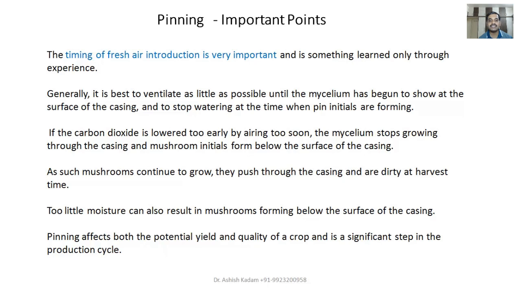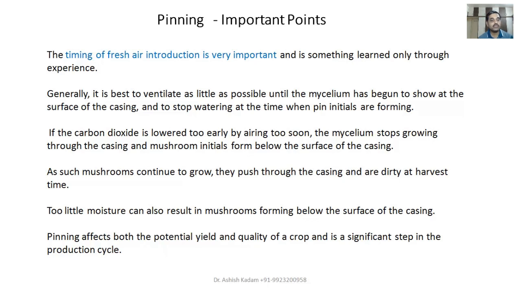In my last cycle I got the pins below the casing because I started ventilating my rooms a little early. This time, in the second cycle, I will delay that process by maybe another few hours, or maybe another day. This is how you can adjust, this is how you can learn, and then you can practice, you can validate, and then you will be a better experienced grower.